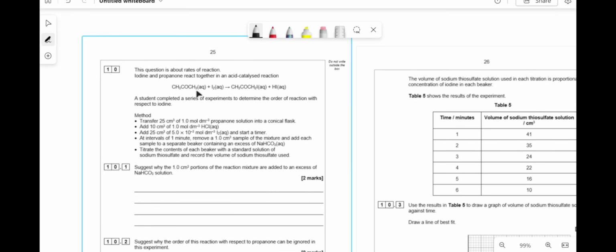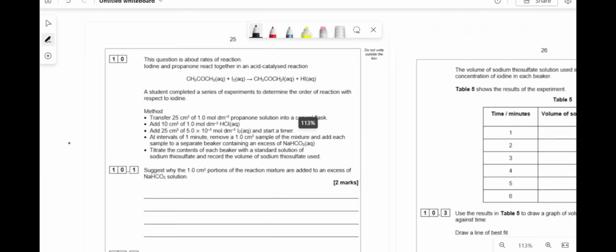This question is about the rates of reaction. Iodine and propanone react together in an acid-catalyzed reaction. A student completed a series of experiments to determine the order of reaction with respect to iodine. The method is to transfer 25 centimeters cubed of 1 mole per decimeter cubed propanone to a conical flask, add 10 centimeters cubed of 1 mole per decimeter cubed HCl, add 25 centimeters cubed 5 times 10 to the minus 3 mole per decimeter cubed I2, and start a timer.